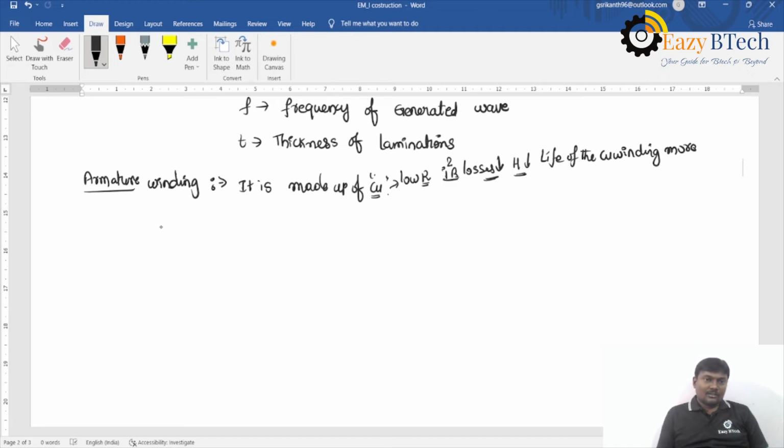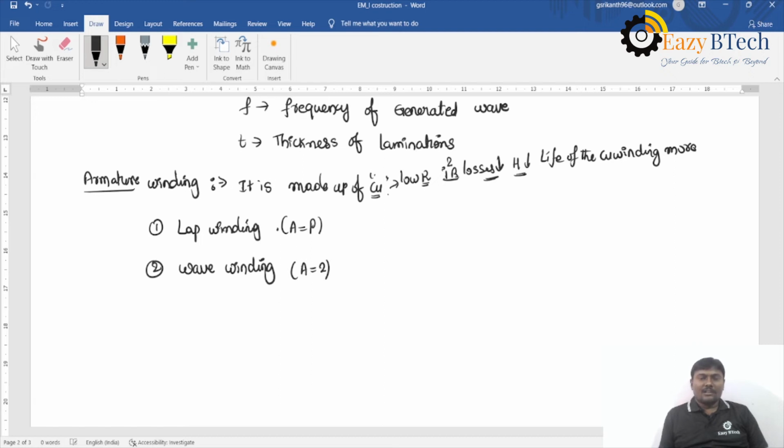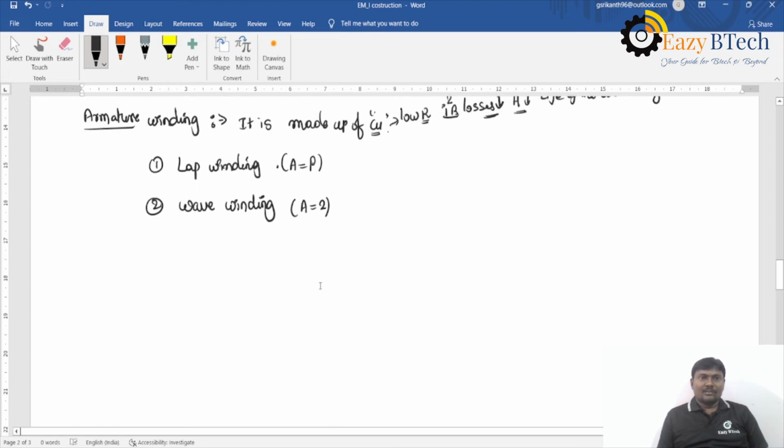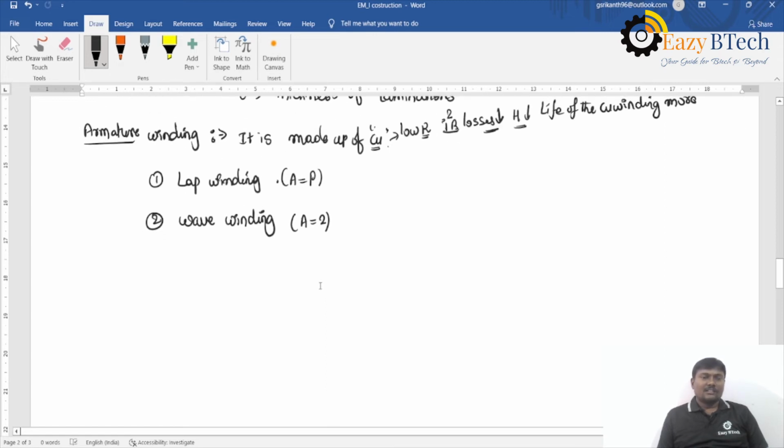Coming to the armature winding, there are two types of windings: lap winding and wave winding. For the lap winding, the number of parallel paths is equal to the number of poles. For wave winding, the number of parallel paths is equal to 2. We'll discuss armature winding in detail in the next video.